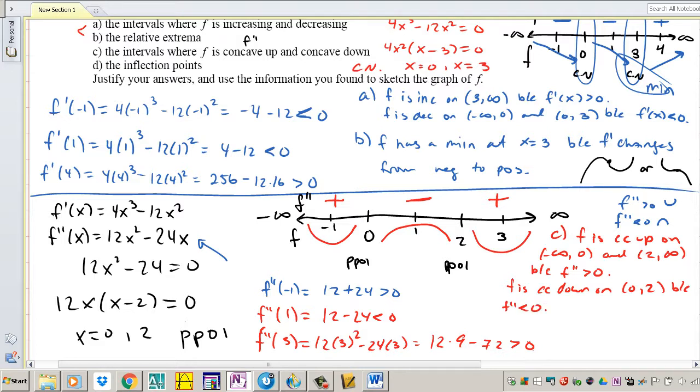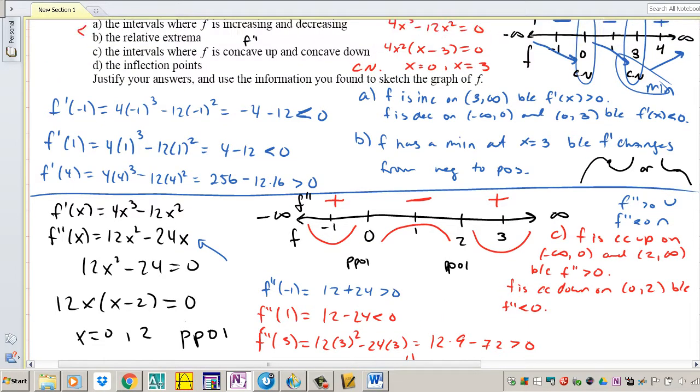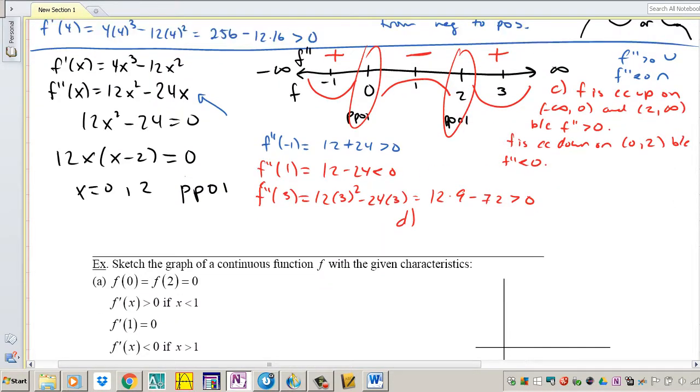Now I don't have room for D, so I'm going to have to erase. Well, I don't have to erase. Maybe I can just say this is D here. Now watch how I do D. Letter D says determine the inflection points. Inflection points occur when the graph changes concavity. It went from concave up to concave down, and then from concave down to concave up. So that means I have 2 points of inflection.